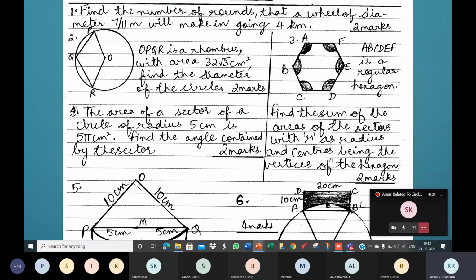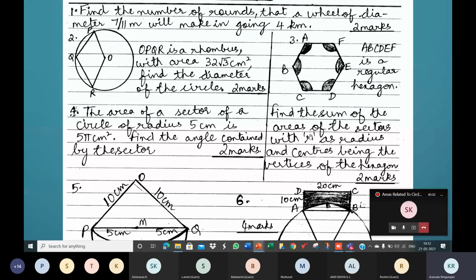What about the center? The centers are the vertices of the hexagon. See, when we talk about a sector, it's a part of a circle. So you must know the center and the radius. When it is a sector or a segment or a circle, you need to know the center and the value of the radius. All right. So that's what is given to you.